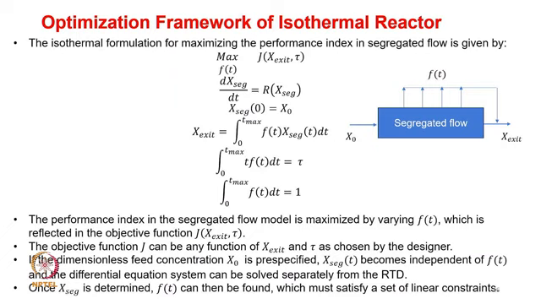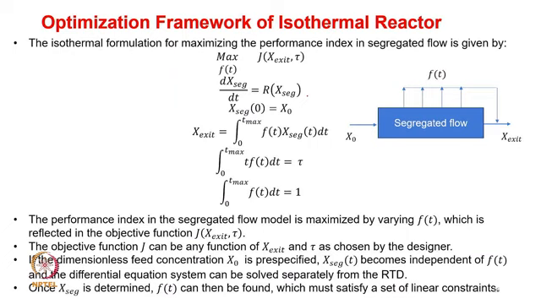The isothermal formulation might involve maximizing a certain performance index. The performance index J would typically be a function of the conversion and residence time, as we saw here. Maximize the performance index, which we can define as a function of x_exit and tau. And what we saw over here is that these are the constraints that we have learned.